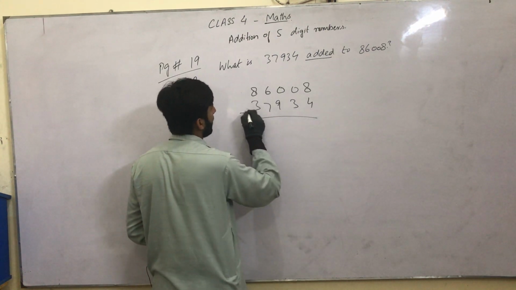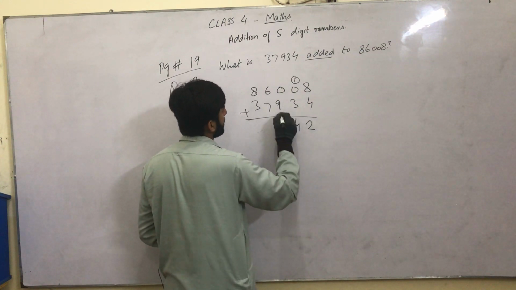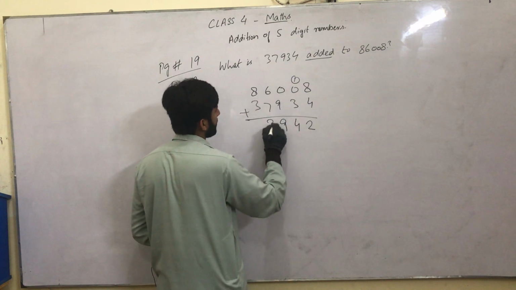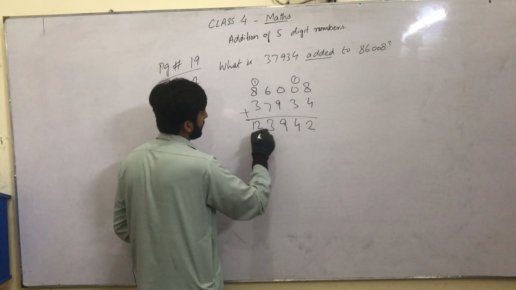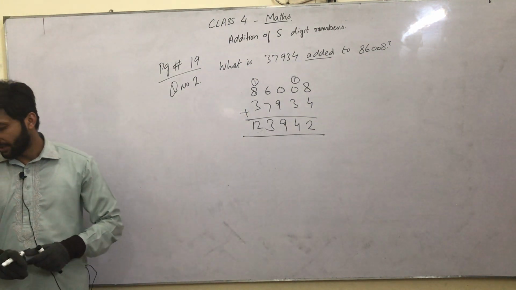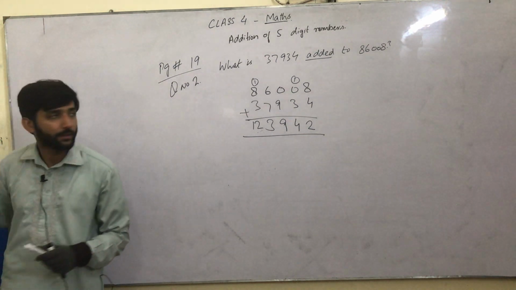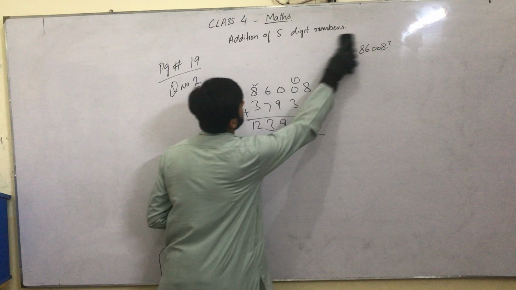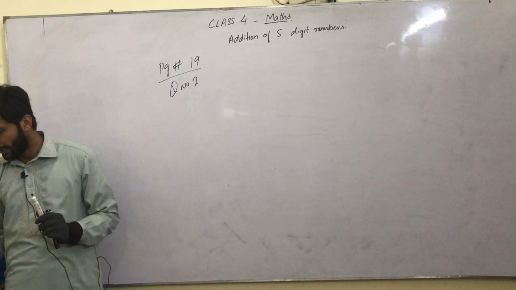Add 8 plus 4 is 12, 1 carry. 3 plus 1 is 4, 9 plus 0 is 9, 6 plus 7 is 13, 1 carry. 8 plus 1 is 9, 9 and 3 is 12. This is your answer. The remaining 3 parts you have to solve by yourself. This is question number 2. Then question number 3.